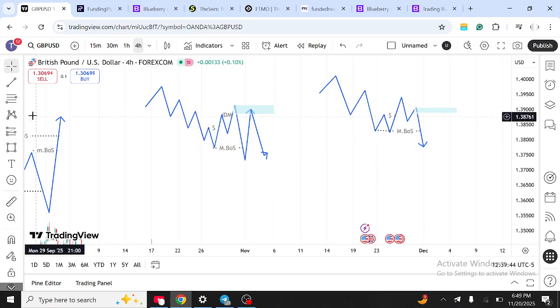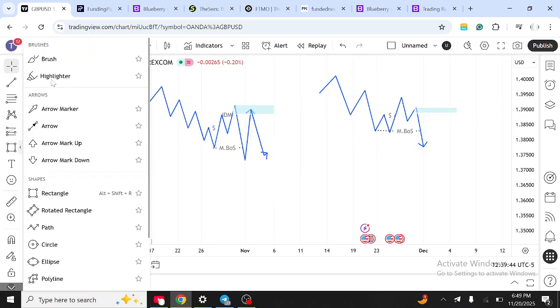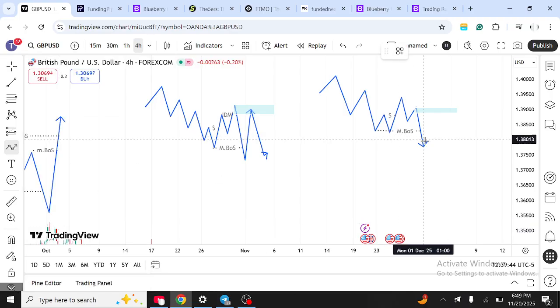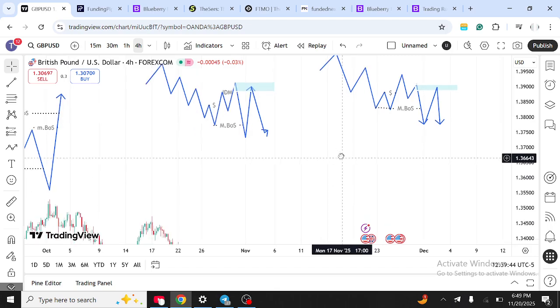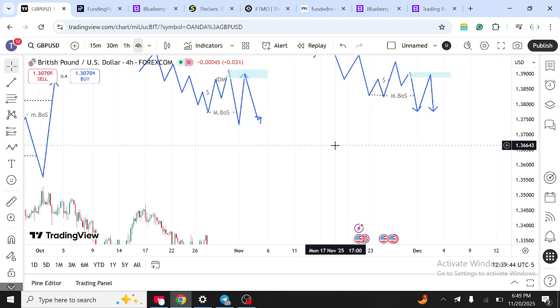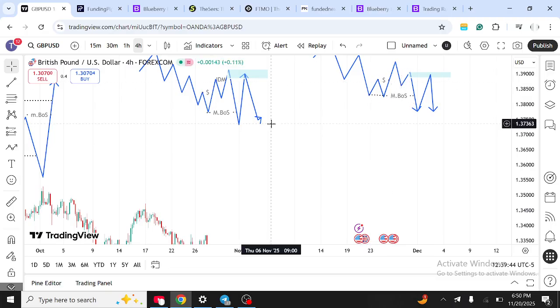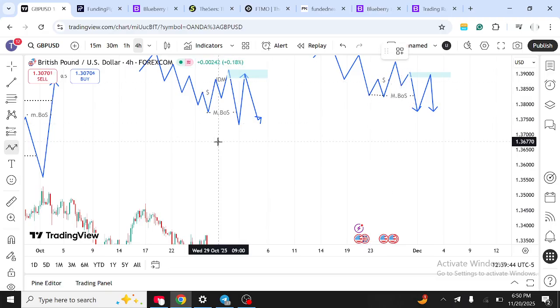Okay, so we'll just wait patiently, or we set our orders for price to tap into it and then come to the downside. Okay, so now let me give you an example of where we have multiple break of structures that is more than 2. Okay, and then I will show you 2 examples or multiple examples on the chart.